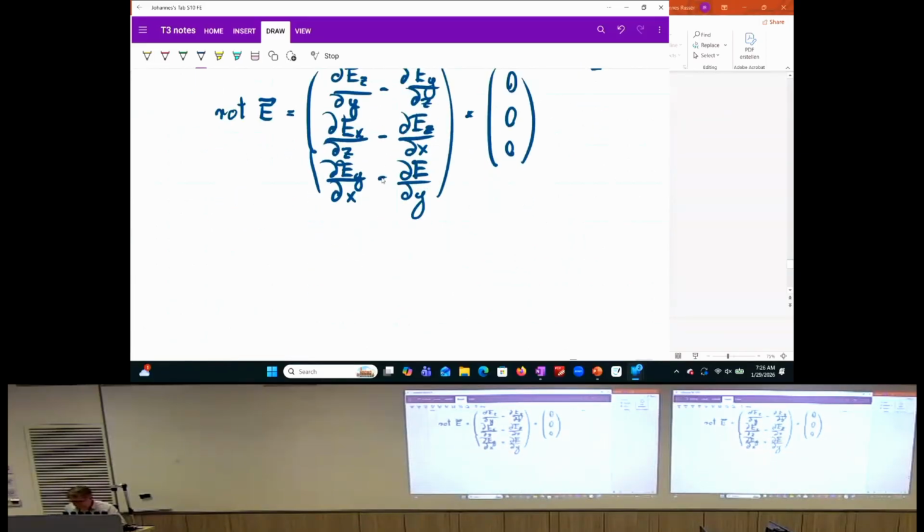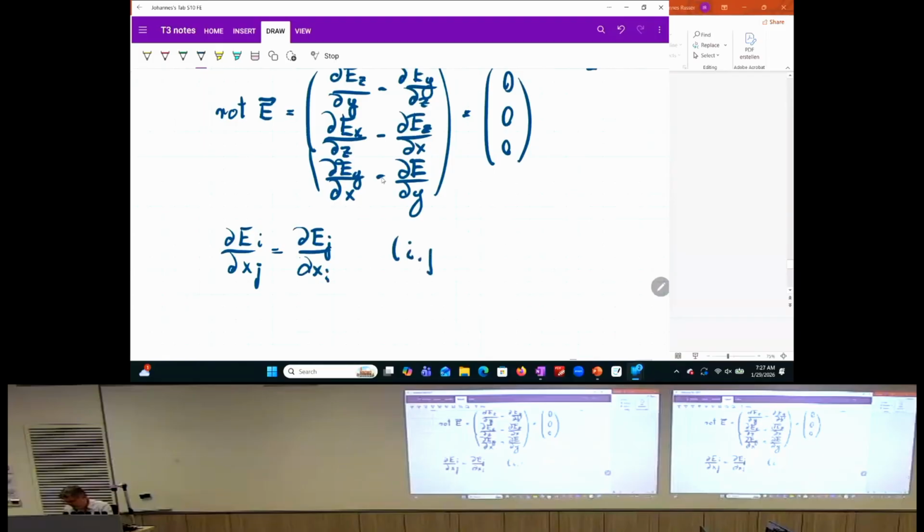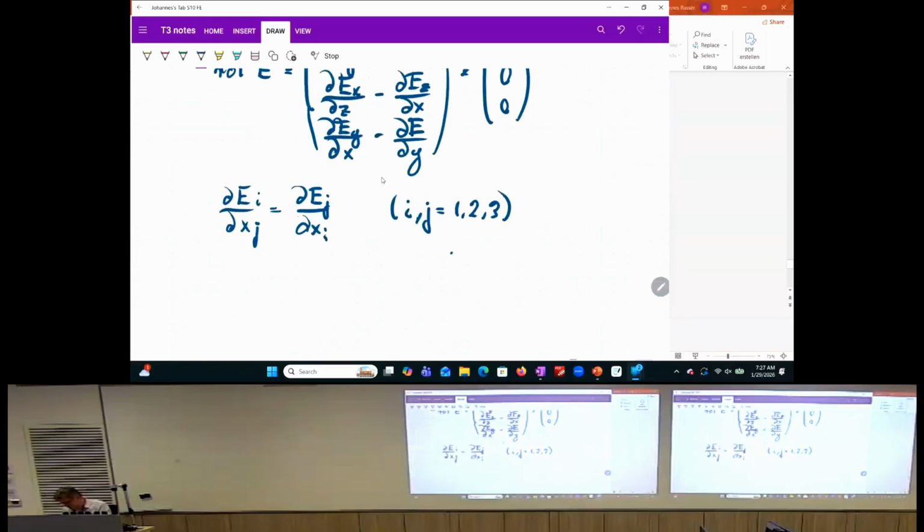Keep that in mind. So if you look at the individual components here, it becomes apparent that the curl is vanishing, and because each of these components is vanishing, you can write that in this more general form, where i and j can be 1, 2, or 3. And you know what x1 is then? x sub 1, x sub 2, x sub 3 would be x, y, and z. Just x1 is x, x2 is y, x3 is z.